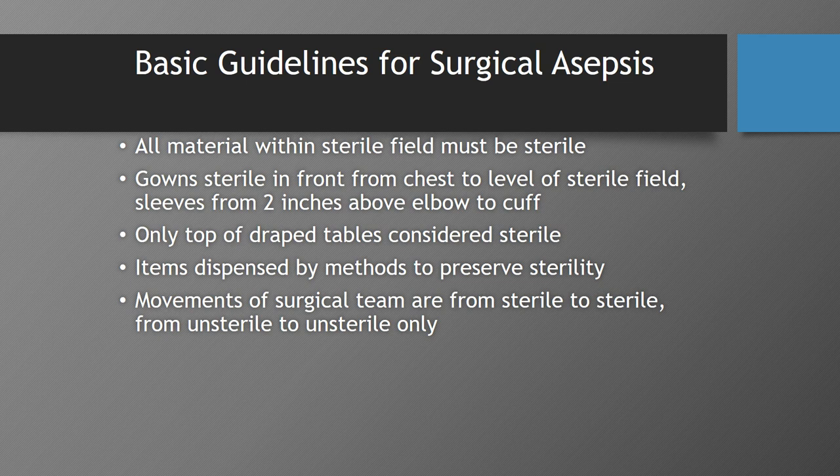Items dispensed by methods to preserve sterility, we talked about that. Movements of the surgical team are from sterile to sterile, from unsterile to unsterile only. So basically, if you are the sterile person, you're moving from sterile field to sterile field, or sterile table to sterile table. If you're the circulating nurse or somebody who's not part of the surgical team right there doing the procedure, you're unsterile, and you just go from unsterile to unsterile. So you know your place and you stick to it.